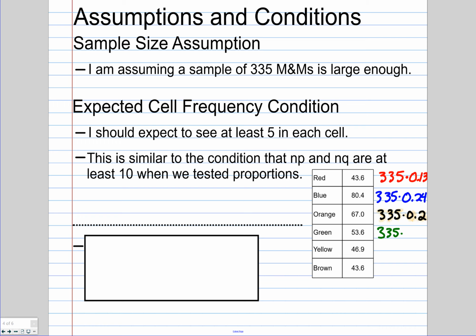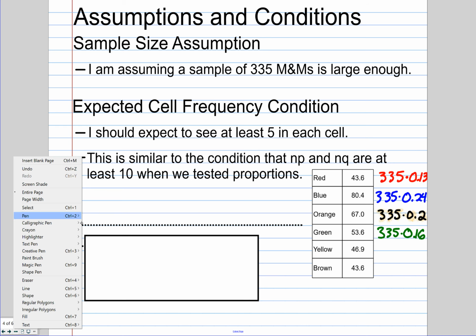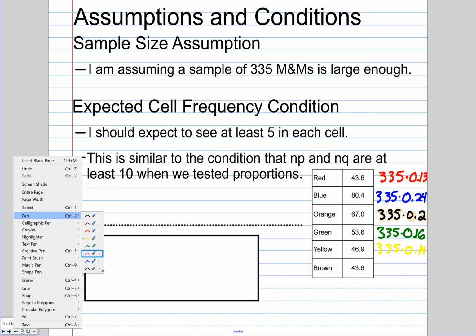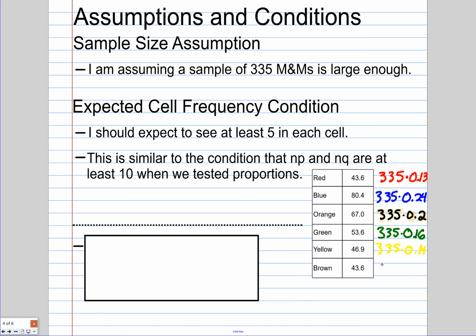What's the percentage for green? 16. And then I think I have a yellow. 14. Yes, I have a yellow. What's yellow? 14. I don't think I have brown. Yeah, you do. What's brown? What percentage is brown? 13%. Oh, George, that's okay.